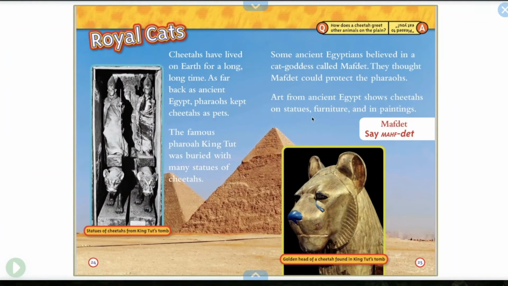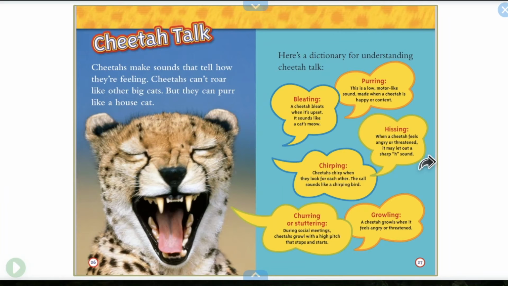Here's a new one. Do you remember what these are called? If it's underneath a photograph or an image or a map or whatever, do you remember what that's called when you have more detail? They're called captions. Did you remember that? So these captions here gave me more information. And in fact, they found statues of cheetahs in King Tut's tomb. That's interesting. I just learned something. Didn't know that.